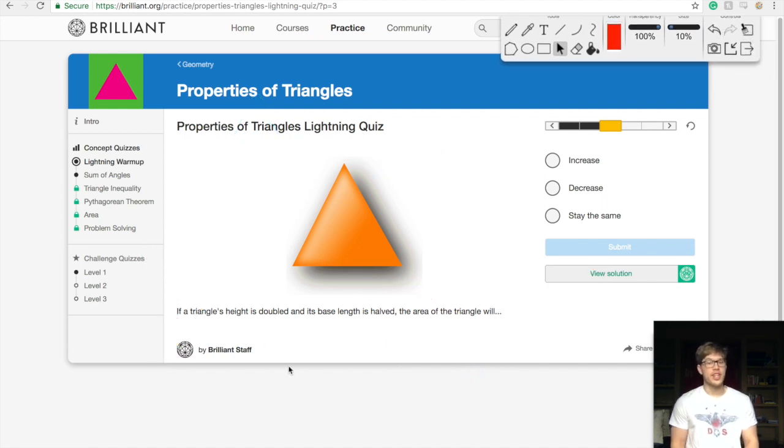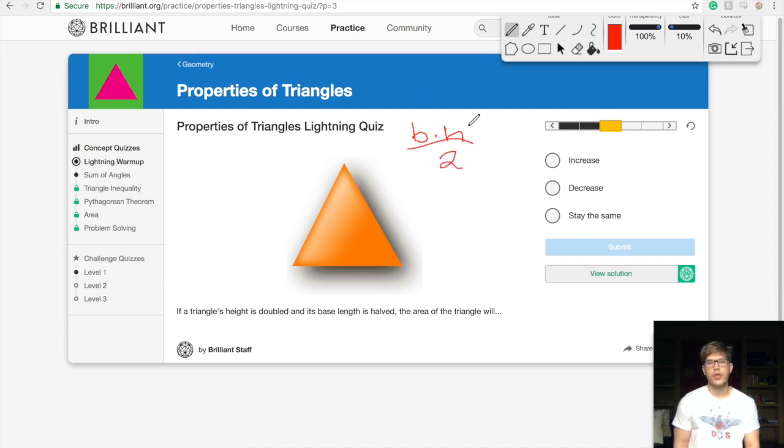What does this problem say? If a triangle's height is doubled and its base length is halved, the area of the triangle will... Okay, what will happen? So first of all, how do we find the area of a triangle? The area of a triangle is base times height divided by 2.